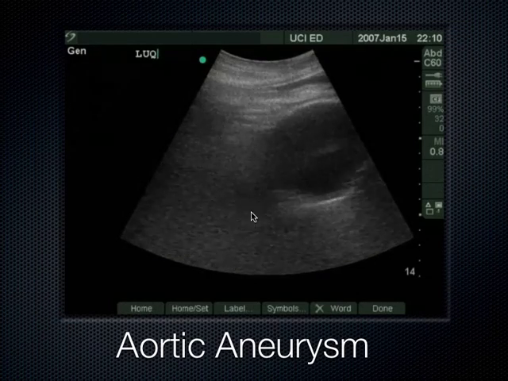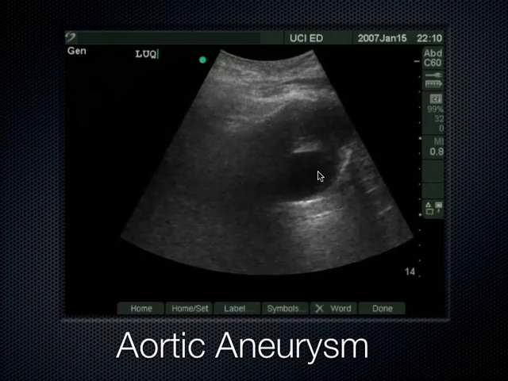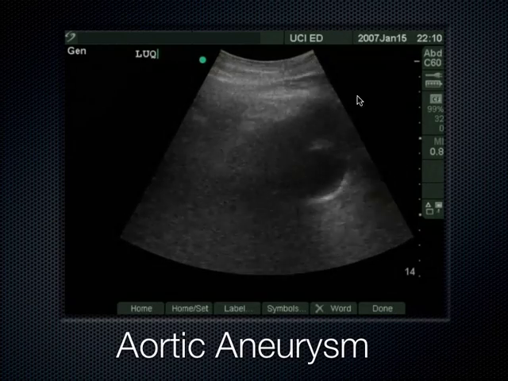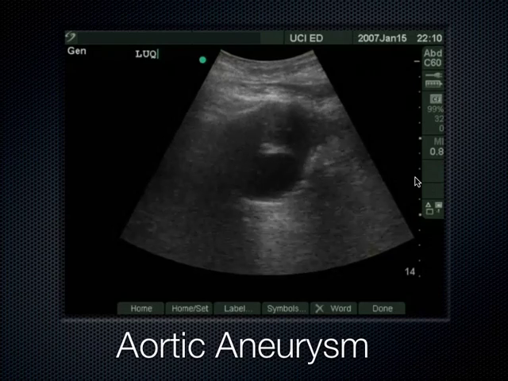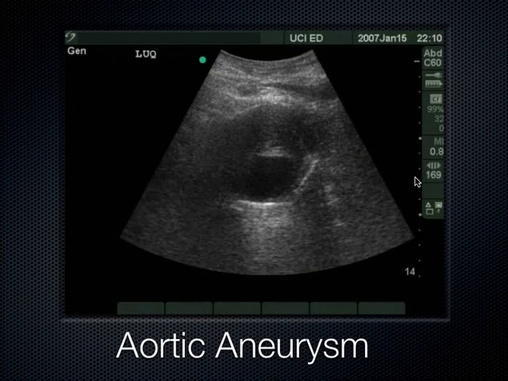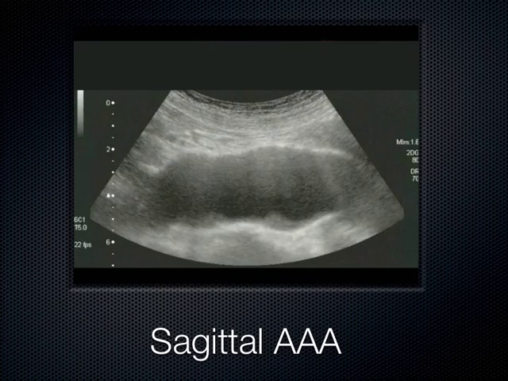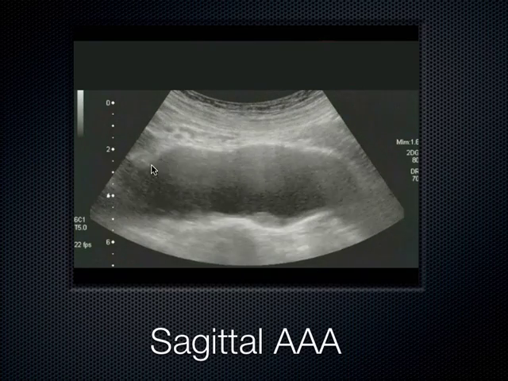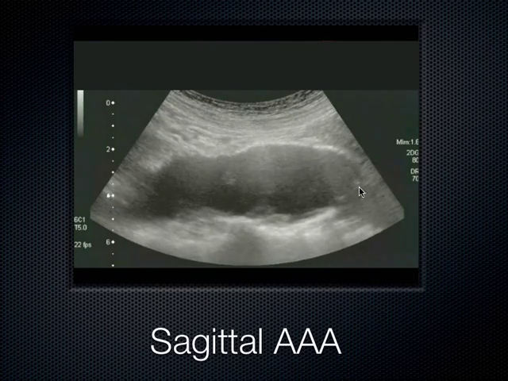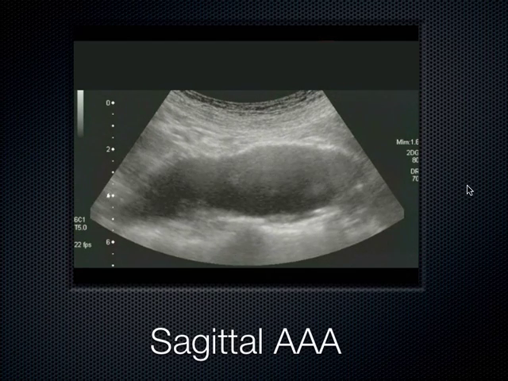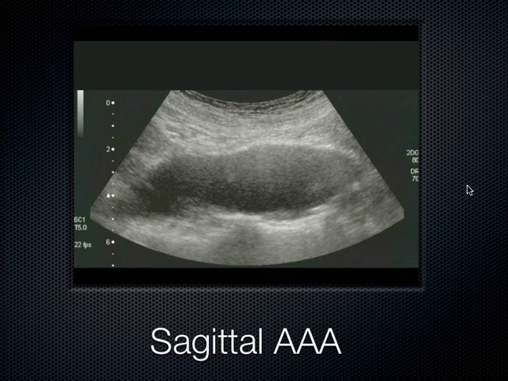So this is the whole aorta here. Here's the lumen, here's the clot. And again, you can always eyeball these centimeters over here. You can get an idea that's about a 7 or 8 centimeter AAA. Here we're going sagittal to show you what one looks like. It looks like a big sausage stretching across the screen here on a sagittal view. It's kind of cool to see those that way sometimes.